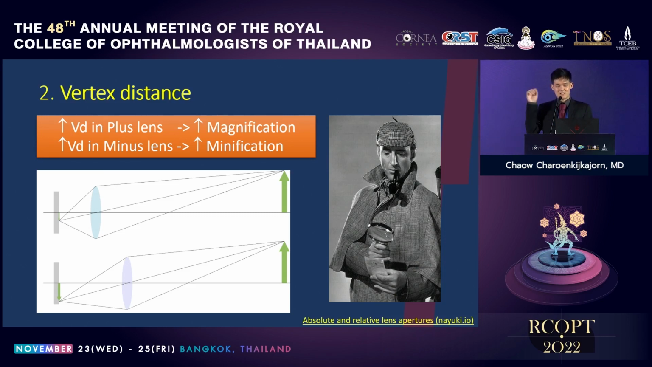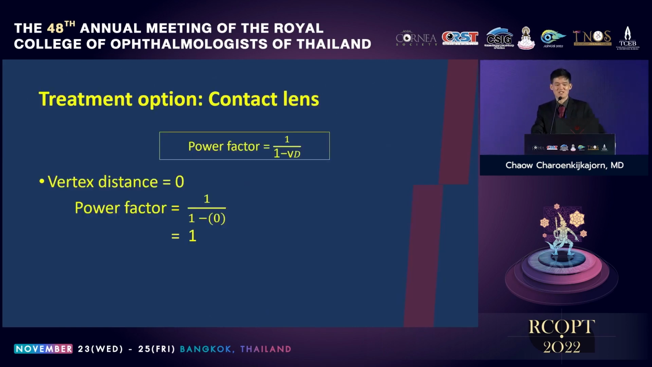Okay, as I mentioned earlier, the average vertex distance of normal glasses is around 12 millimeters. So we can decide to make it 10 millimeters or 8 millimeters, and that will reduce the magnification and minification. But what if we make it sit on the cornea?